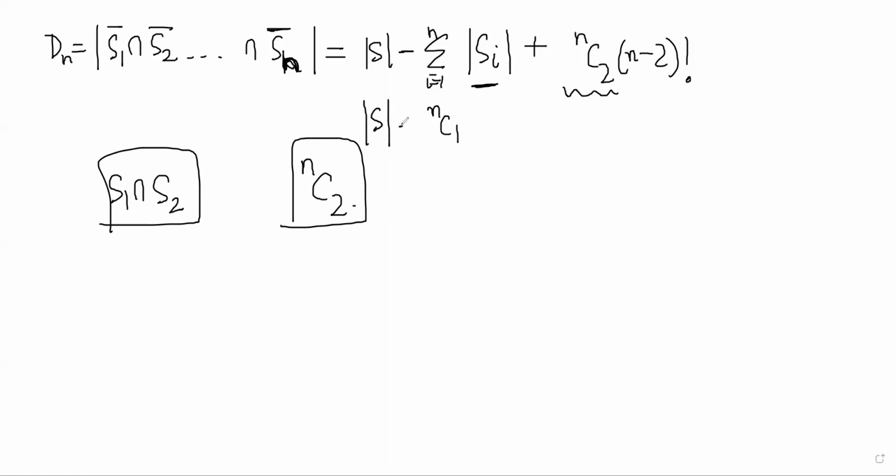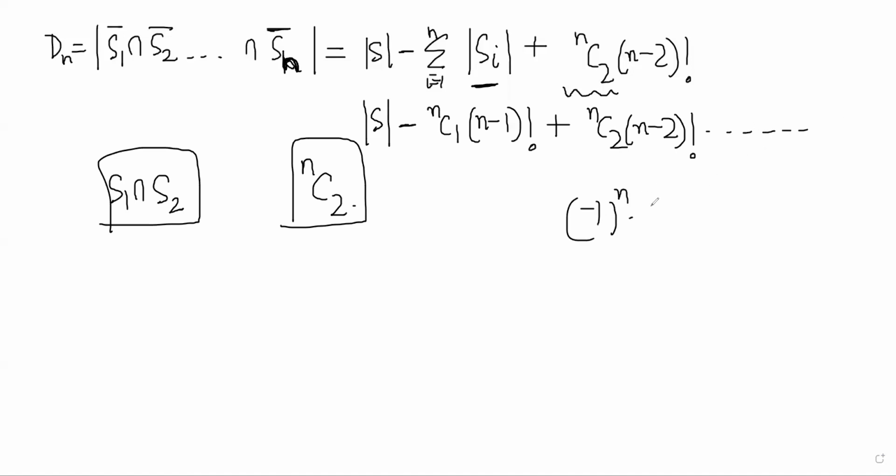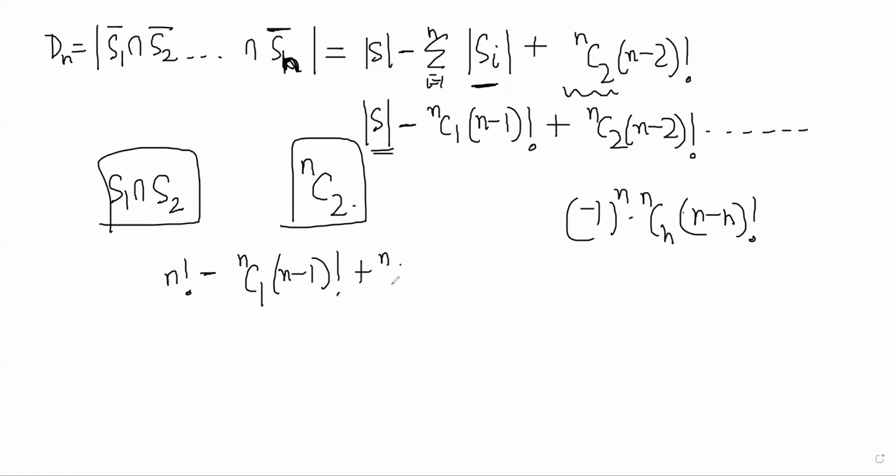So you have mod S minus nC1 (n minus 1) factorial plus nC2 (n minus 2) factorial and so on, till finally you will get minus 1 power n nCn (n minus n) factorial, which is going to be equal to 1. Now, this mod S is n factorial. So finally you get n factorial minus nC1 (n minus 1) factorial plus nC2 (n minus 2) factorial and so on till the end here.